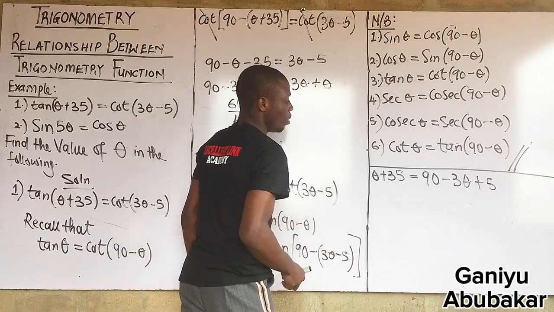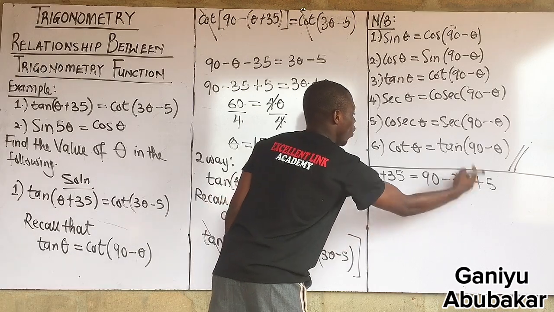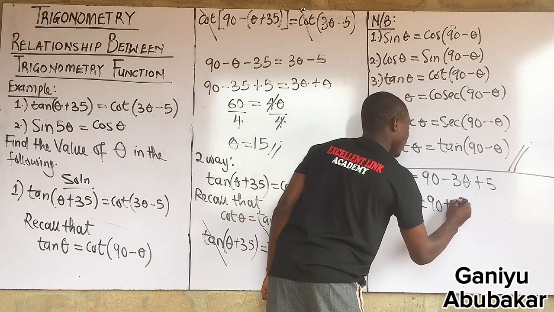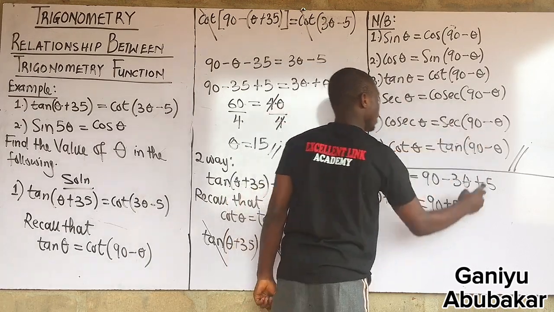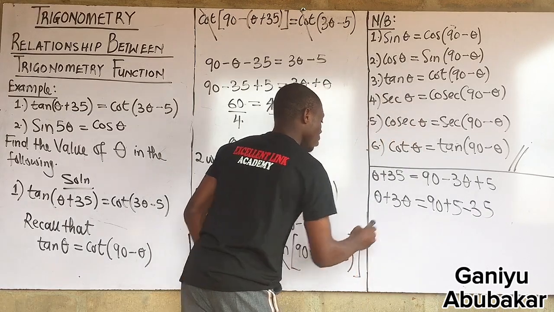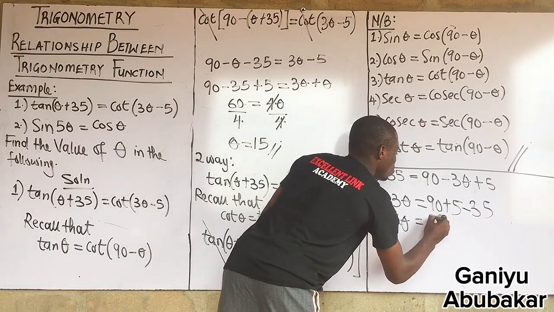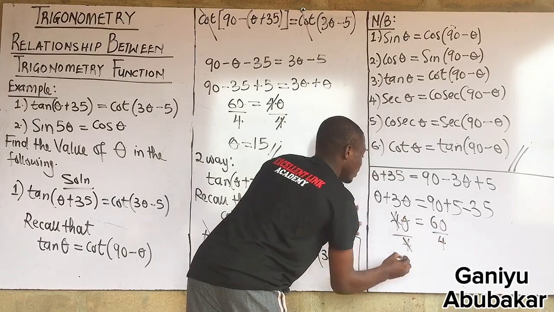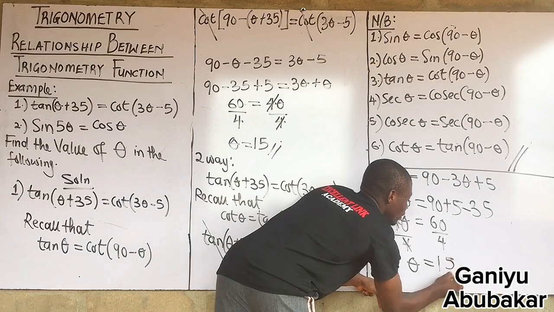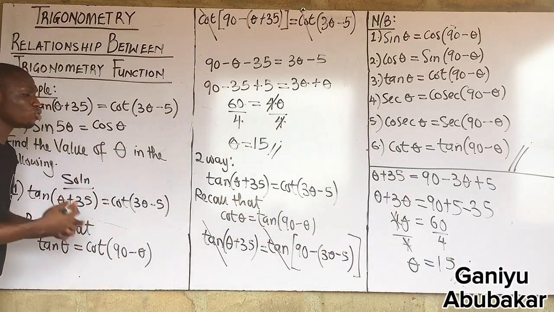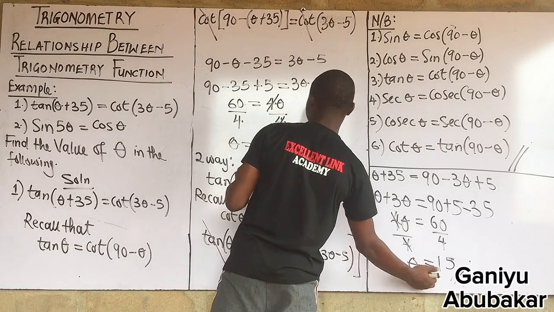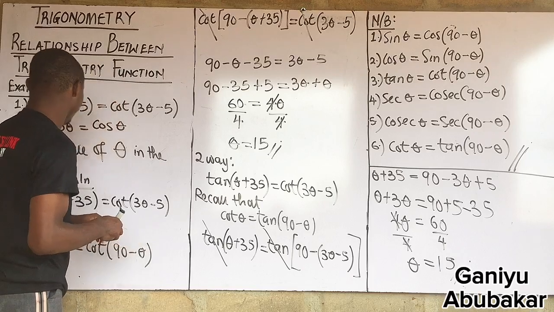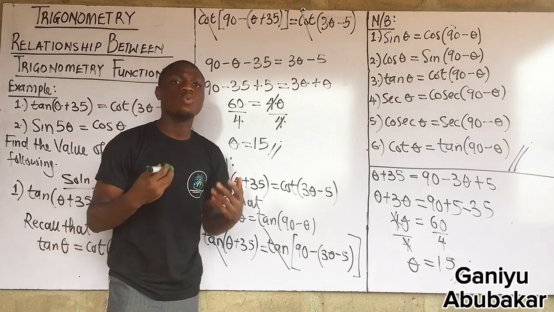From here now, theta, this theta here, minus 3 theta becomes plus 3 theta is equal to 90 plus 5, right? If plus 35 comes because of the minus 35, this becomes 4 theta is equal to 60. So divided by 4, theta is equal to 15. Observe that irrespective of the way you solve it, you have the same answer as you can see in front of you. Let's try to solve the second problem here, number 2, and let's see what we get.